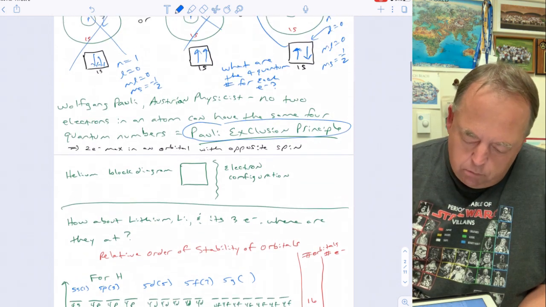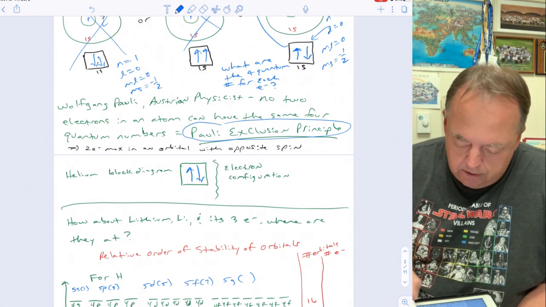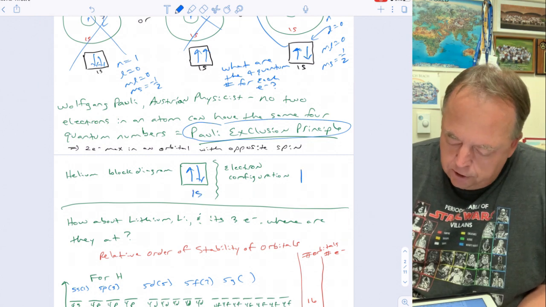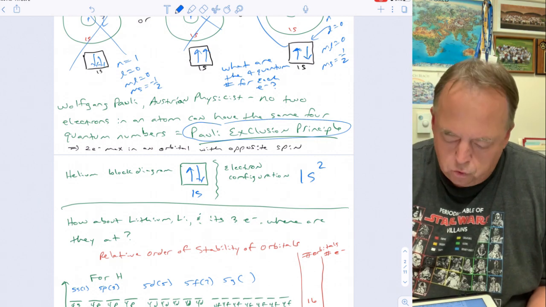Okay, so in terms of a block diagram, then you would represent helium like this. So 1s, or in electron configuration, it would be 1s2, right? The 2 electrons in the 1s orbital.